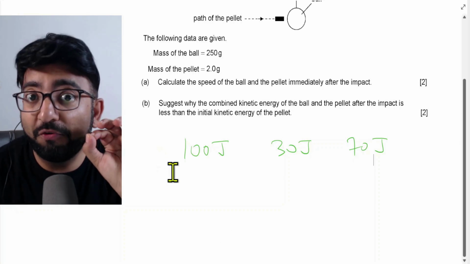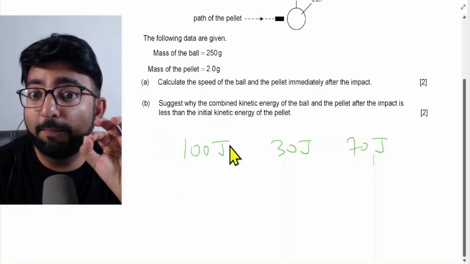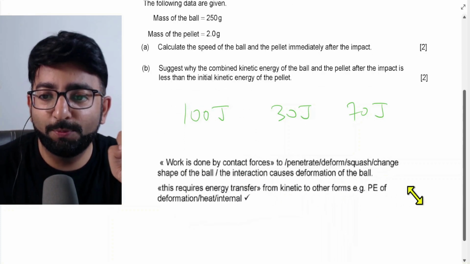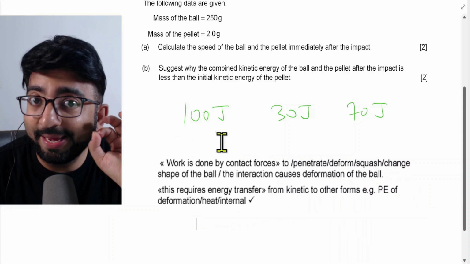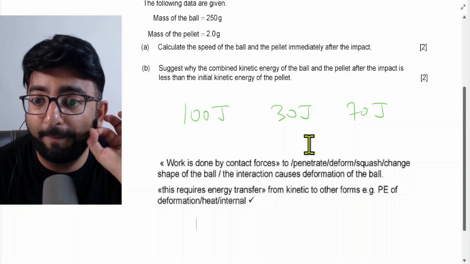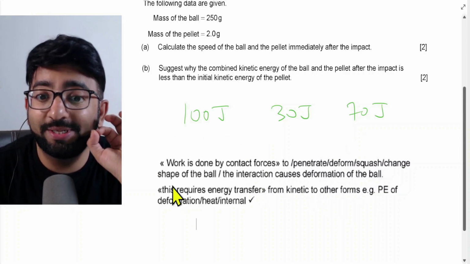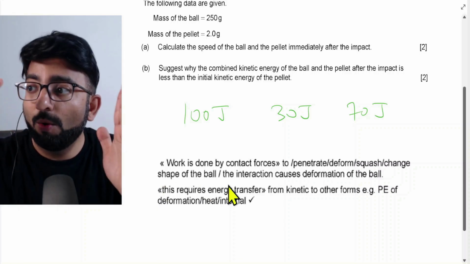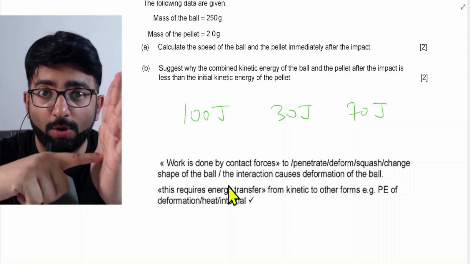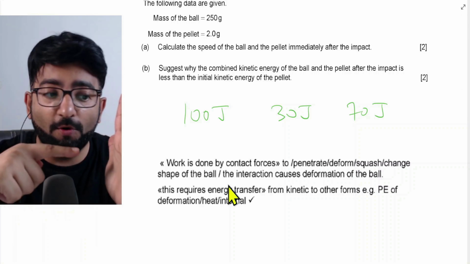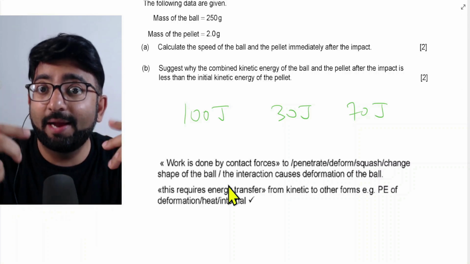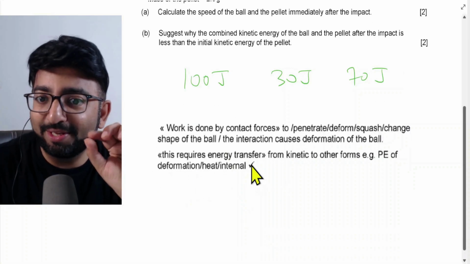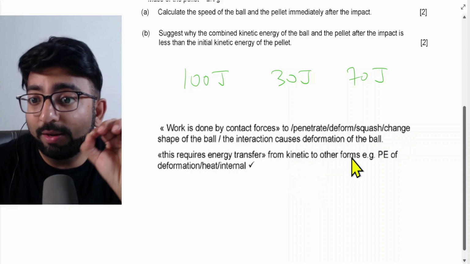Now, let me show you the official IB answer. How are we supposed to write this since it's a two marker? So, in the IB solution, it's mentioned like this: work is done by the contact forces to penetrate, deform, squash, or change the shape of the ball. So, this is the same thing which I said earlier. Once the pellet goes into the ball, the pellet is going to deform the shape of the ball. That, of course, requires energy. And then it states this requires energy transfer from kinetic to other forms.